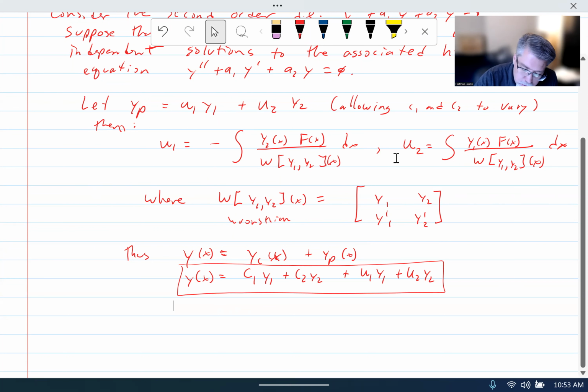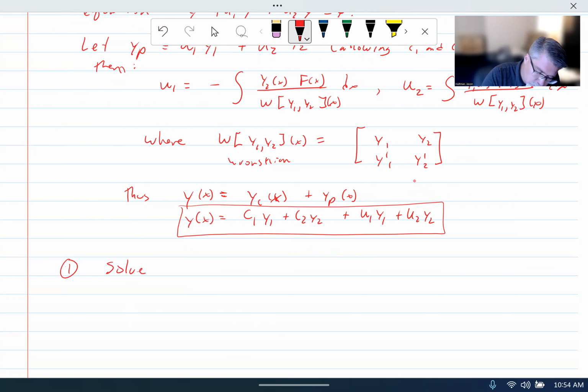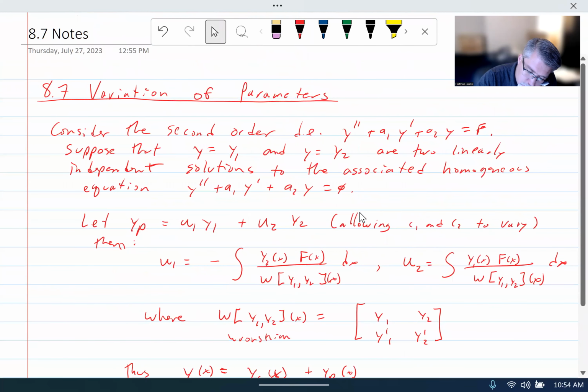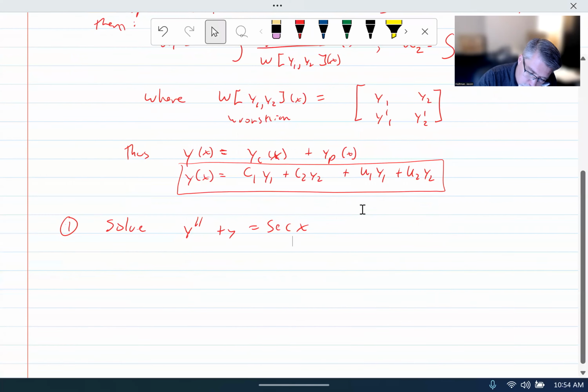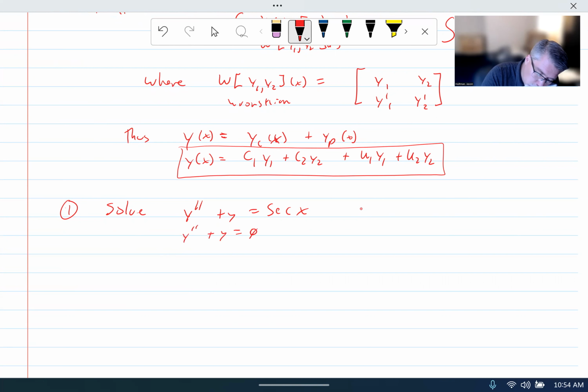Okay, so let's see how we can utilize this to help us solve a differential equation. Number one, solve y double prime plus y equals secant of x. Okay, the first thing we want to do is look at the homogeneous equation associated with this differential equation. So y double prime plus y equals 0.